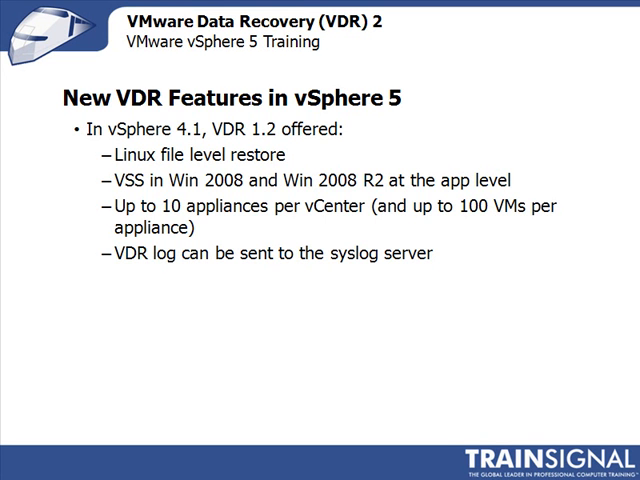It supported up to 10 VDR virtual appliances per vCenter server, and each of those virtual appliances could back up to 100 virtual machines. So if you have 100 virtual machines or fewer in your virtual infrastructure, all you need is one VDR virtual appliance. But if you have more than 100, then you would use multiple VDR virtual appliances to back up those virtual machines in groups of 100. Another new feature in VDR 1.2 was that it could send its backup information to your local syslog server.